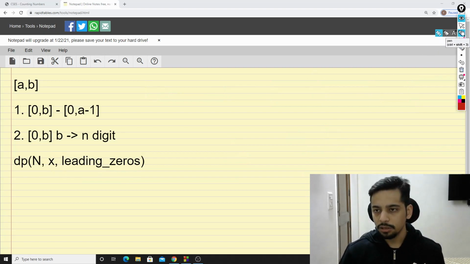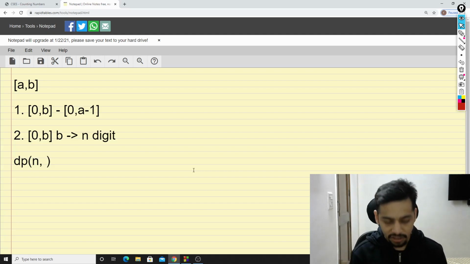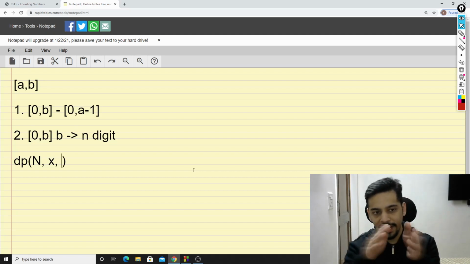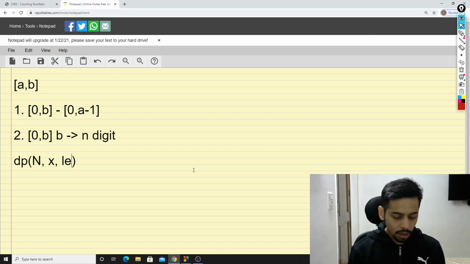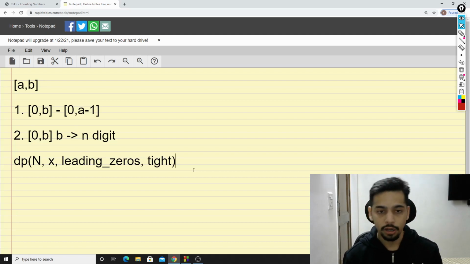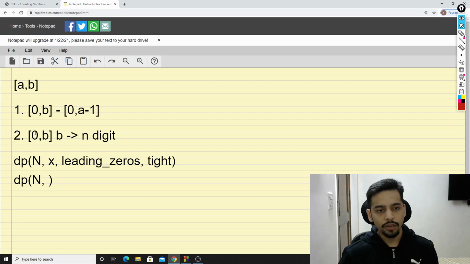Guys, with that much intuition, let me define a subproblem as dp of how many n digit numbers exist, such that the leftmost digit of these n digit numbers cannot be equal to x. This boolean variable defines whether I'm still putting in leading zeros or not, and finally whether I'm still under a tight constraint or not. So the final answer is going to be dp of capital N. This will evaluate how many valid numbers are there in the range 0 to b.